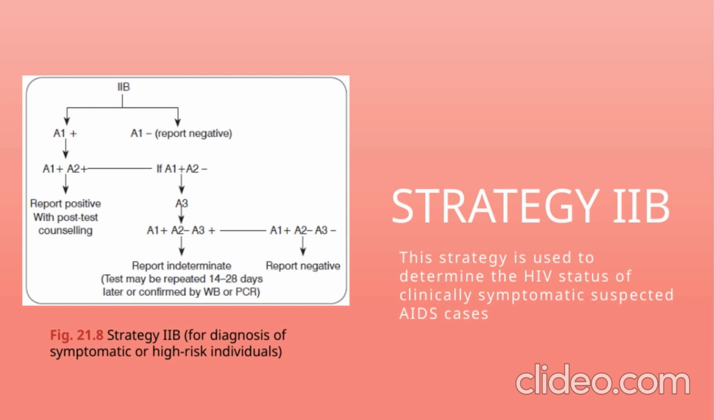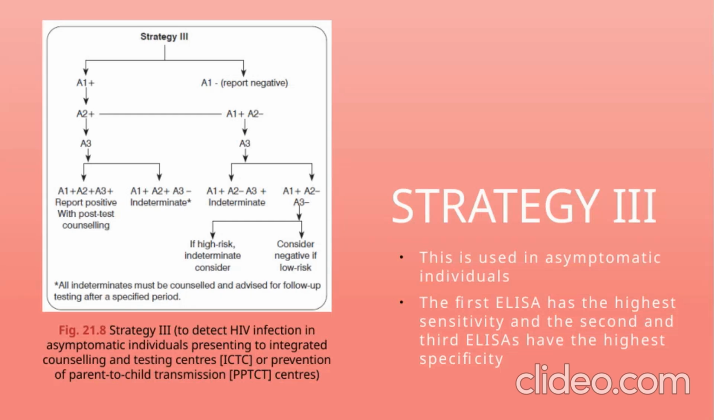the spread of HIV. Now, let's take a closer look at strategy III, which is specifically designed for detecting HIV infection in asymptomatic individuals. This approach is particularly relevant for those who come to integrated counseling and testing centers, or ICTCs, as well as prevention of parent-to-child transmission centers, or PPTCT centers. The key point here is that this strategy is used in people who don't yet show symptoms, so early detection is crucial. It involves a two-step testing process.